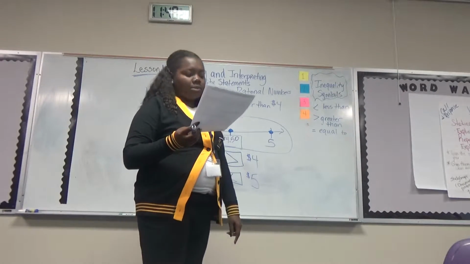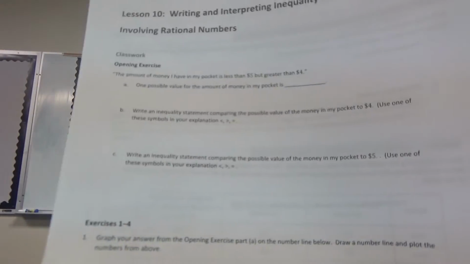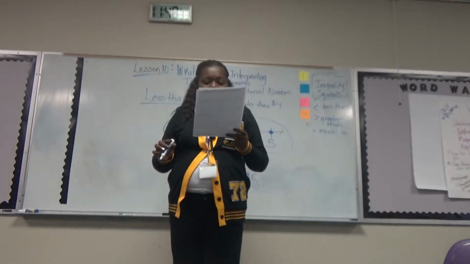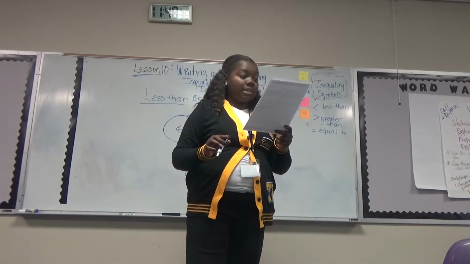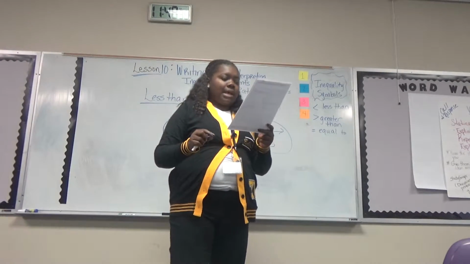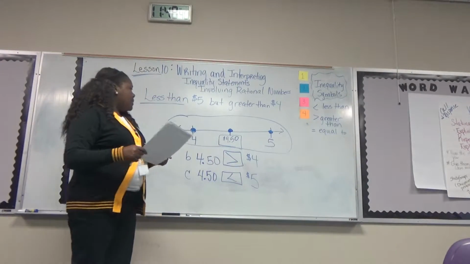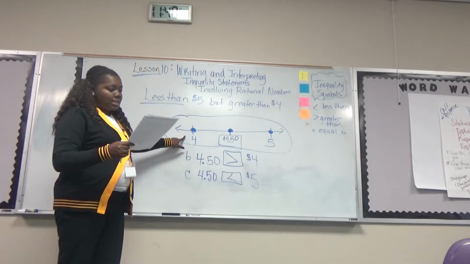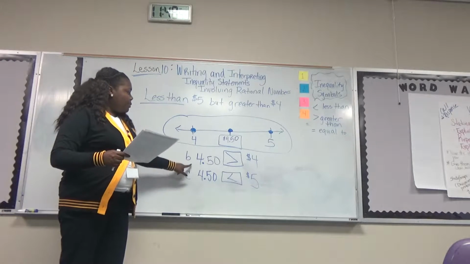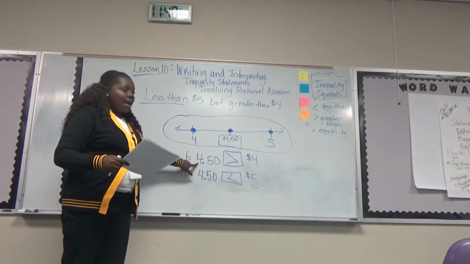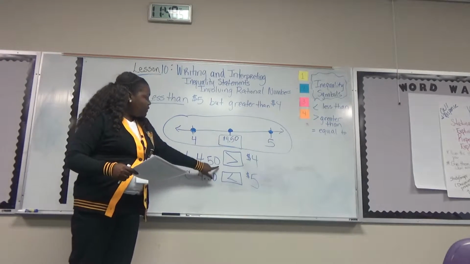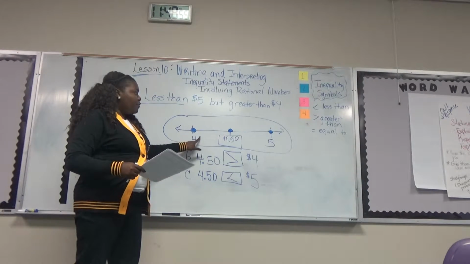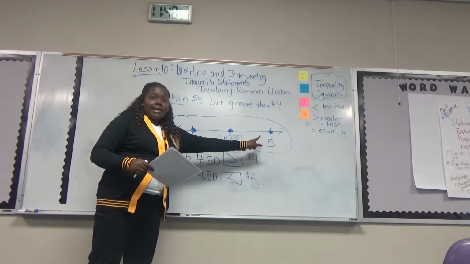Go to number 2. Number 2 says, explain in words how the location of the 3 numbers on the number line supports the inequality statements you wrote in the opening exercise. So you should be able to see on the number line that $4.50 is greater than the what? 4. It's greater than the 4 because it's further to the right.